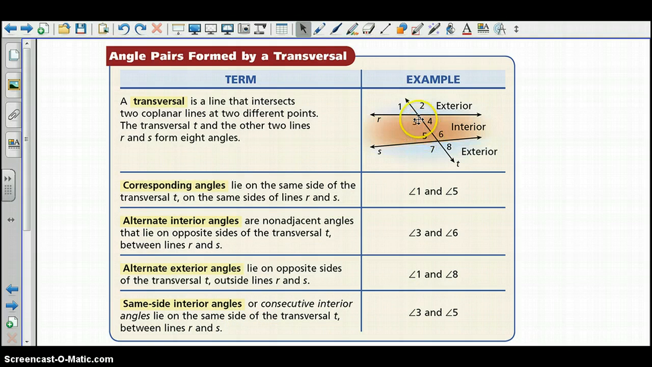So 3 and 5 are on the same side of the transversal, and they are between the two lines. 4 and 6 would also be same side interior angles.